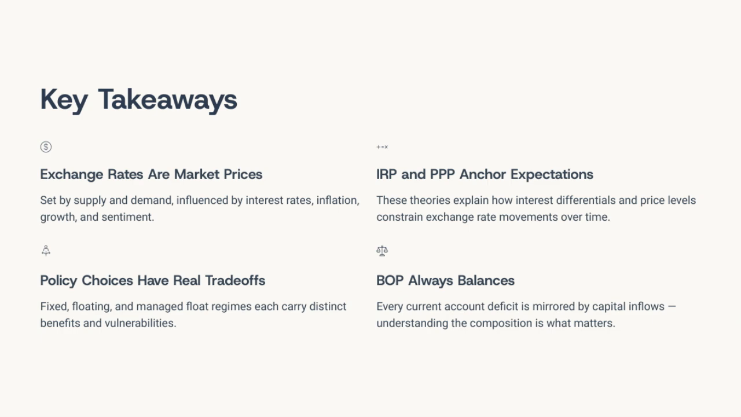Interest rate parity and purchasing power parity are fundamental concepts that anchor market expectations. Exchange rates are set by supply and demand in the foreign exchange market, but are also influenced by factors such as interest rates, inflation, economic growth, and market sentiment. Finally, it's essential to remember that exchange rates are essentially market prices. They reflect the collective behavior of numerous factors and expectations. Understanding these points helps us grasp the complex dynamics of international financial flows and currency movements, which are central to the overall economic picture.